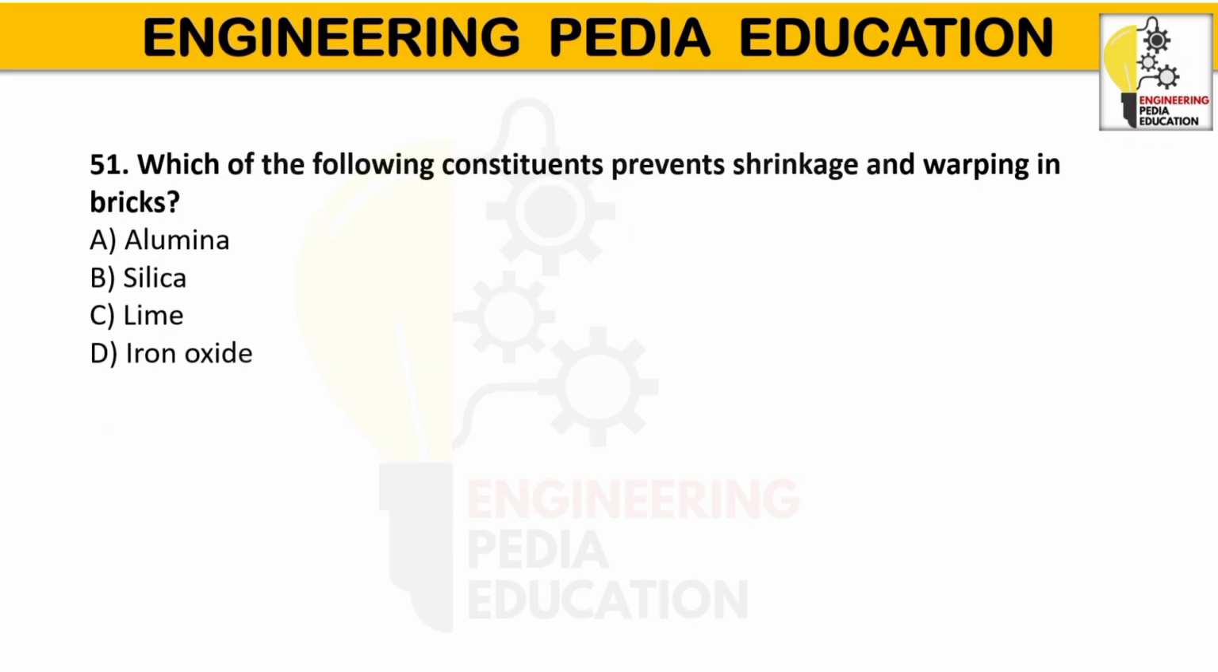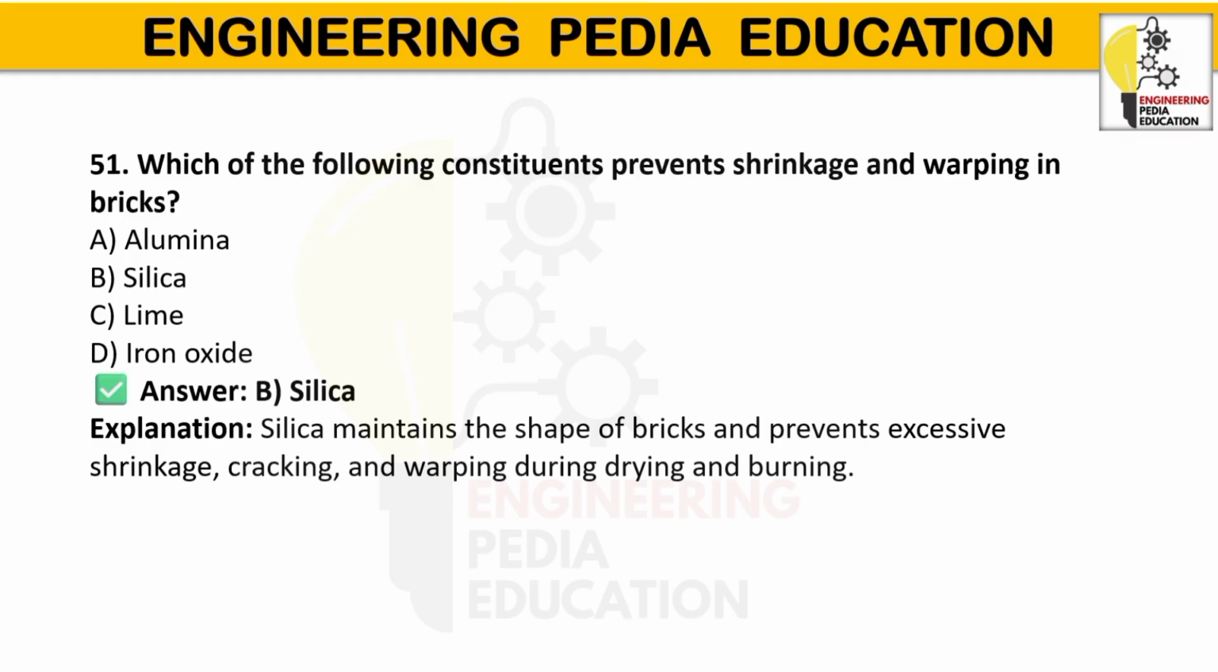Which of the following constituents prevents shrinkage and warping in brick? Alumina, silica, lime, iron oxide. The correct option is silica. Silica maintains the shape of bricks and prevents excessive shrinkage, cracking and warping during drying and burning. It is present in 40 to 50%. So the shrinkage and warping is prevented by the presence of silica.